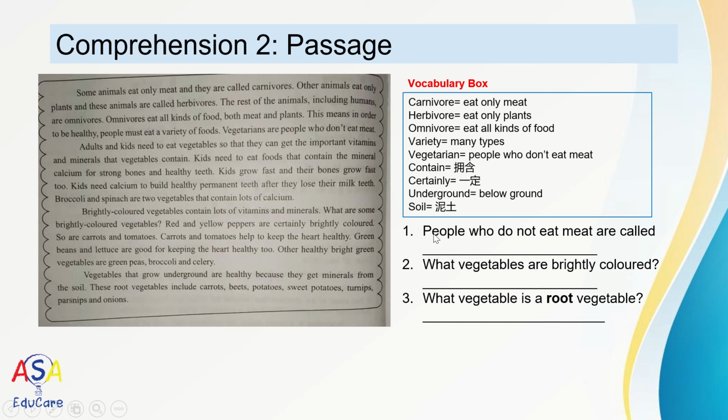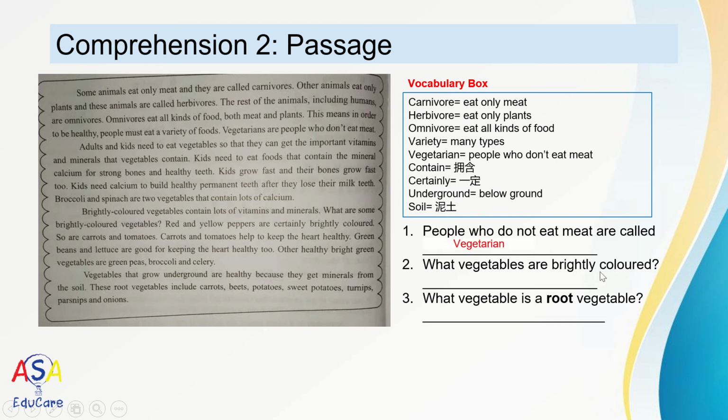Let's go through this. People who do not eat meat are called. So we have to find do not eat meat. So slowly. There you go. Don't eat meat. And then in front here is vegetarians. Ta-da! So vegetarians.